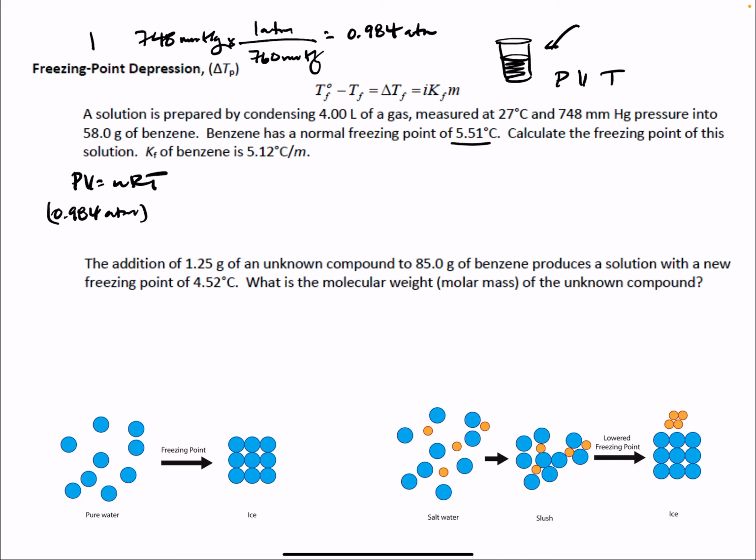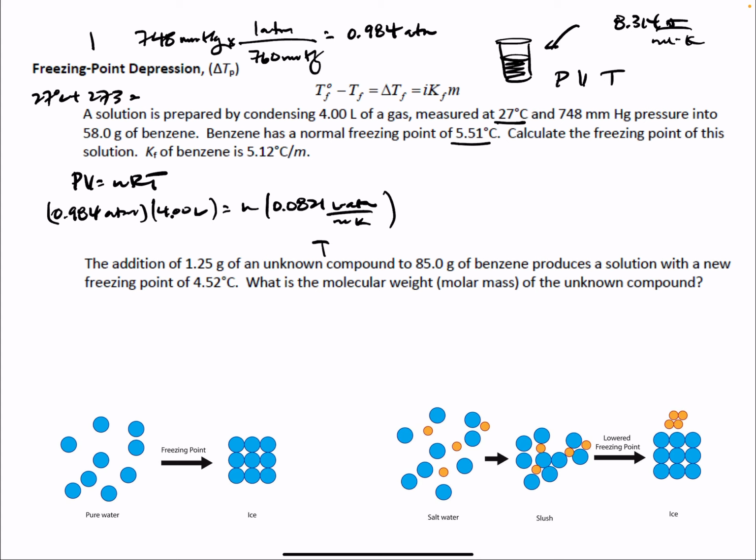So that's going to go here, 0.984 atmospheres. The volume of our container is 4.00 liters. n is what we're solving for. R is the universal gas constant, liter-atmospheres over mole-Kelvin, right? Don't mistake it for this guy, 8.314 joules per mole-Kelvin. We use this guy for energy. We use this one for pressure. And the temperature, oh my gosh, 27 degrees Celsius. So we've got to turn that into Kelvin, 27 degrees Celsius plus 273. It's got to be in Kelvin, right? It's going to be 300.